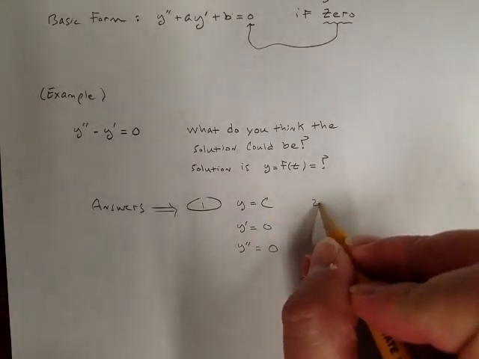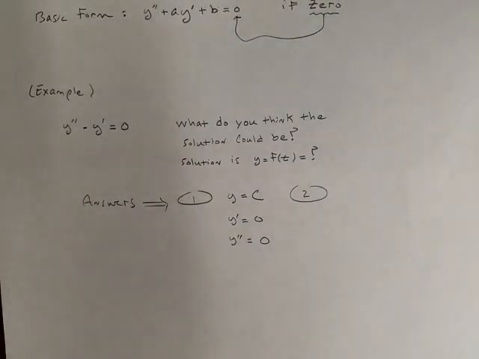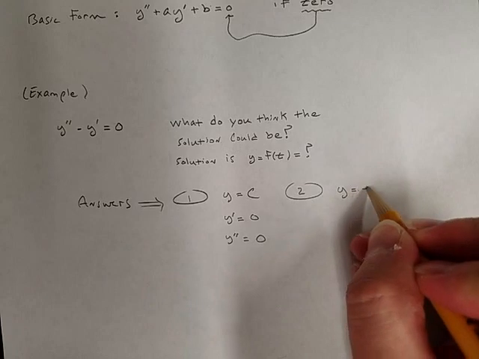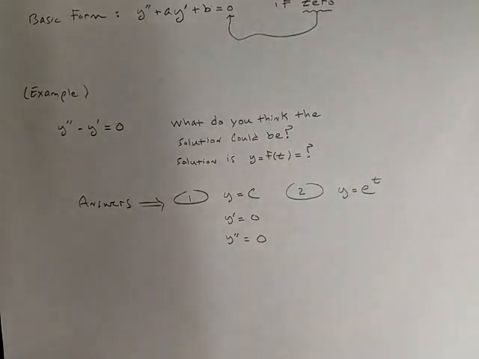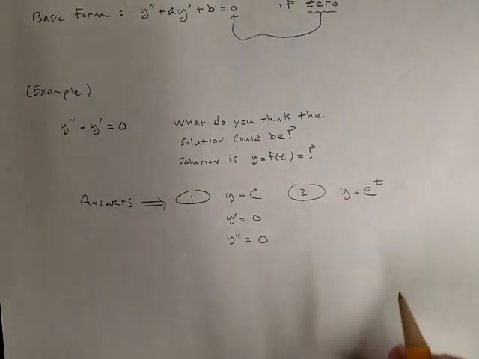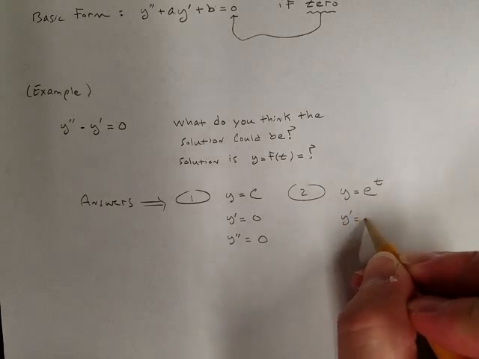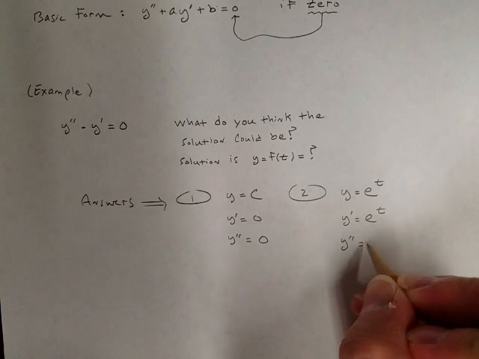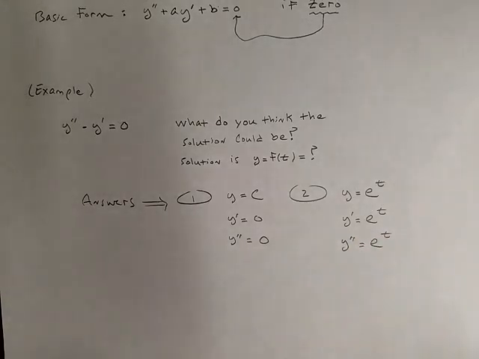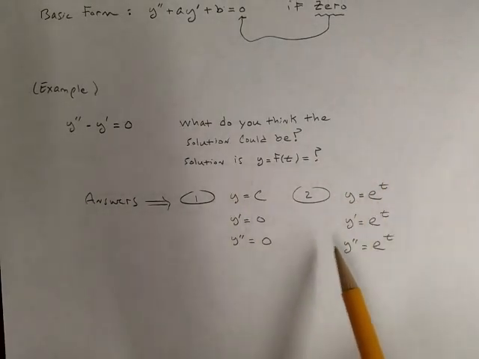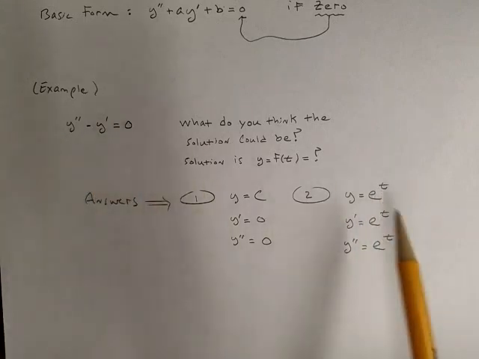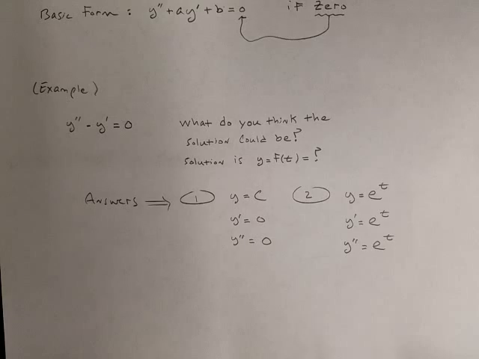What else? Just try and think of something else that would do that. Something I could think of is y is equal to e to the t. What's my reason? So y prime is e to the t power, but so is y double prime. So take that as your answer. Y is equal to e to the t power. Is it true? Y double prime minus y prime is 0 is definitely true.